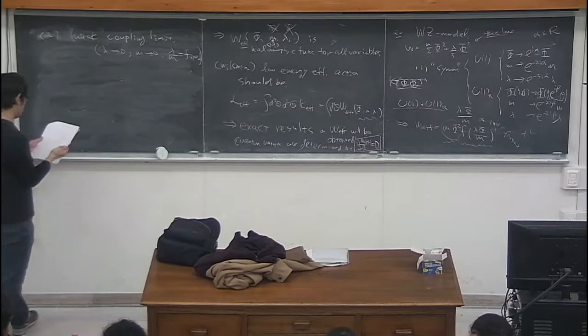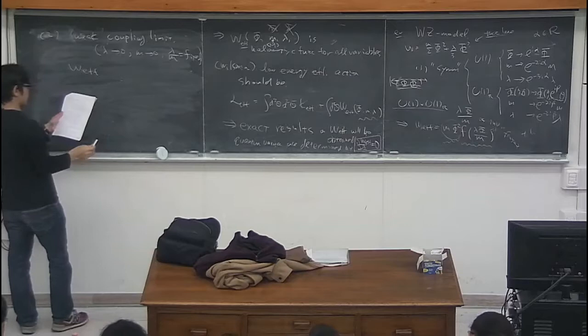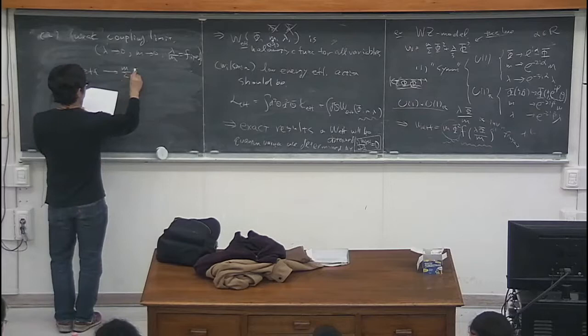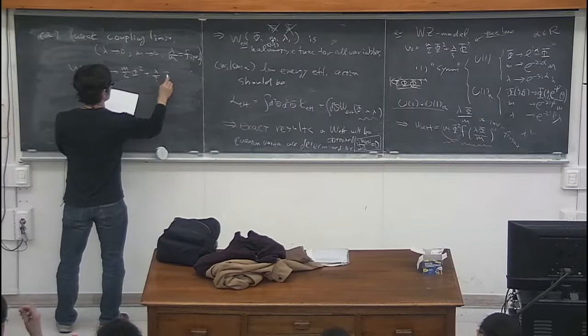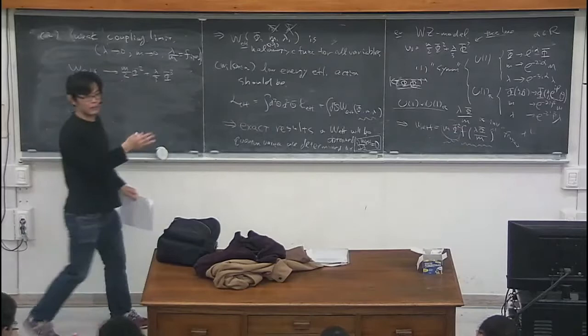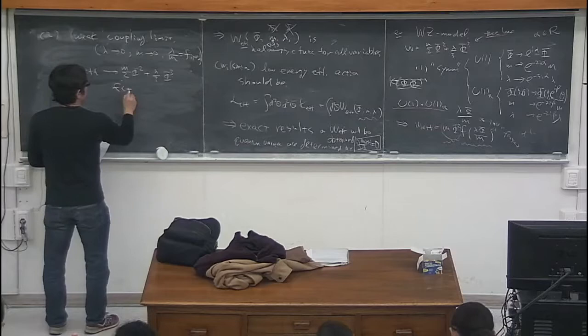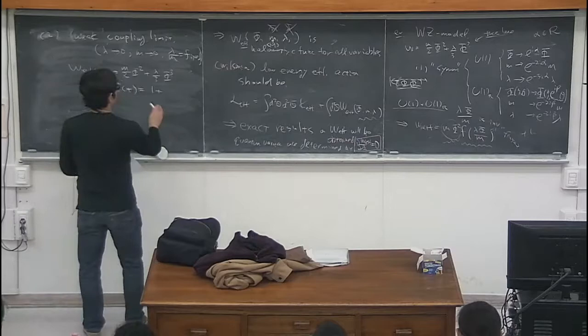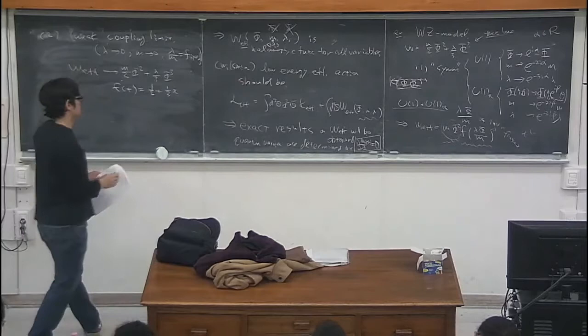Then the effective superpotential should be m over 2 phi squared plus the three-level one. Actually, the weak coupling limit means the three-level limit. So f should be 1 plus 3 over x. Oh, t, sorry.